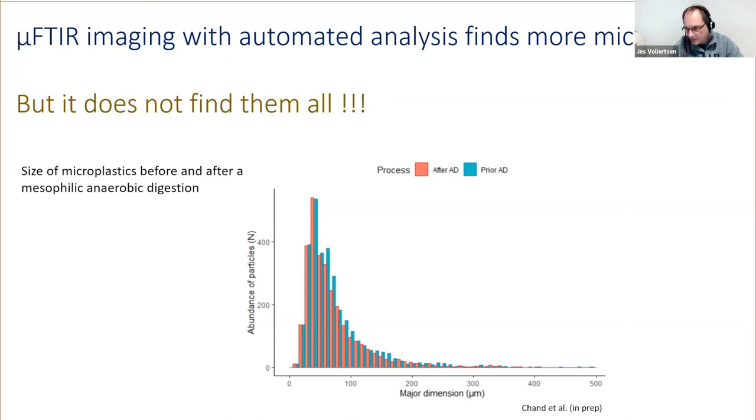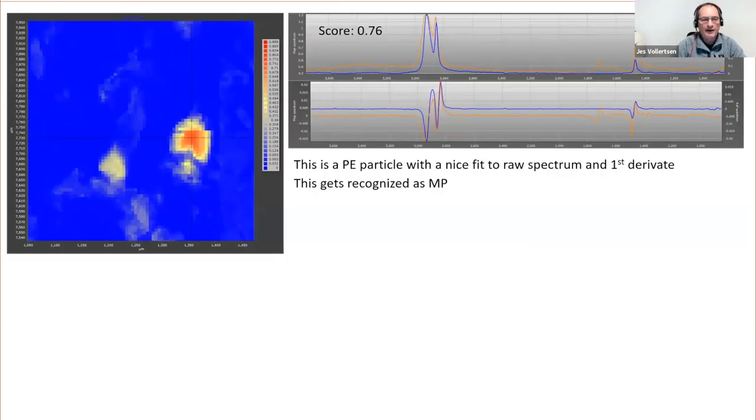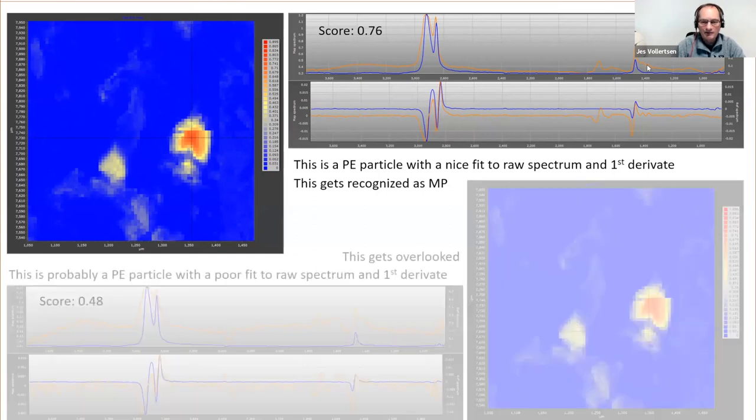I'll go a bit fast over this because otherwise I talk too long. When we scan it, this is a scan from soil from a harbor. Then we can see, for example, if you zoom in on one particle here, you can see that this is a polyethylene particle. And how can you see that? The blue one is the reference spectrum that we have made for polyethylene, and the orange one is the measured spectrum. You can see it has the same peak here. These peaks are coming from oxidation of the polyethylene. So this is a polyethylene particle.